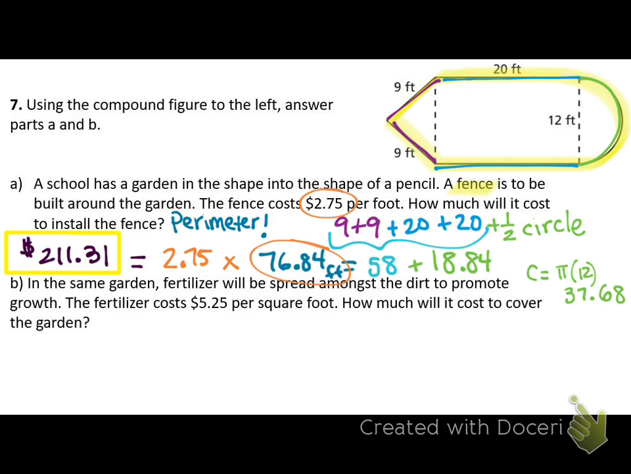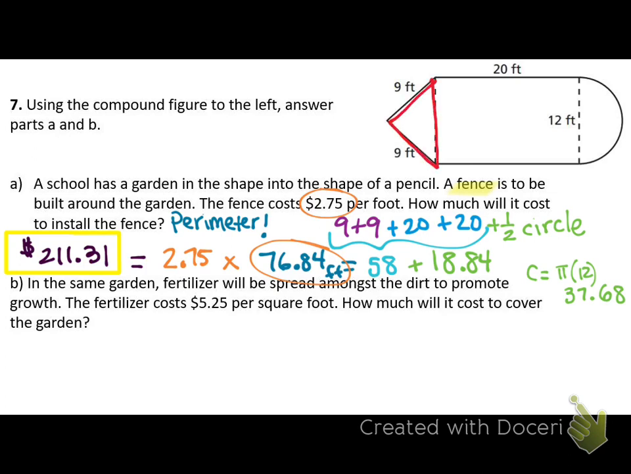In the same garden, the fertilizer will be spread amongst the dirt to promote growth. The fertilizer costs $5.25 per square foot. You can kind of use that as a hint as to what we're going to be doing here. How much will it cost to cover the garden? So this time, we are not looking to cover the outside of the garden. We're looking to cover the inside of the garden. So all of this. So that would be area. So we're going to be ending up finding area and then multiplying $5.25 per foot.